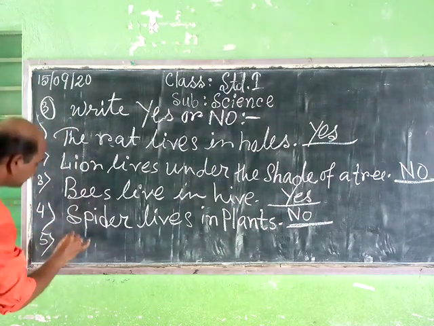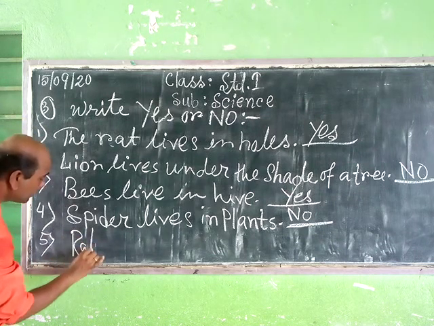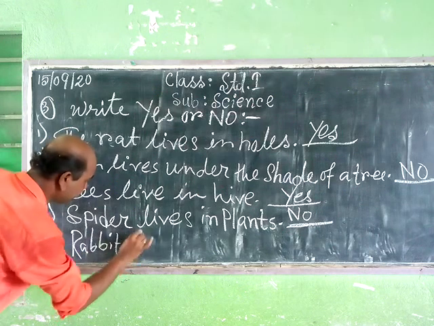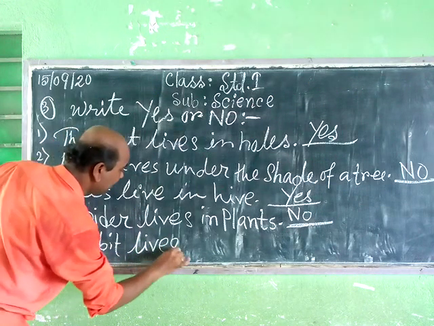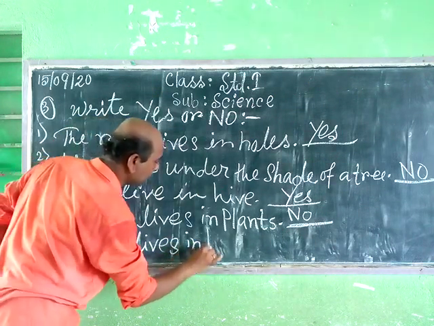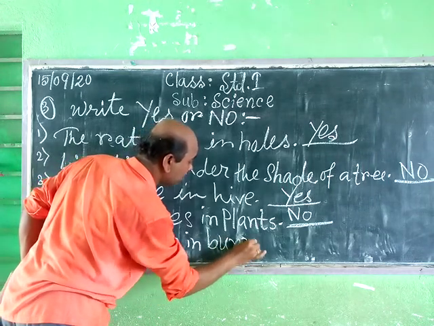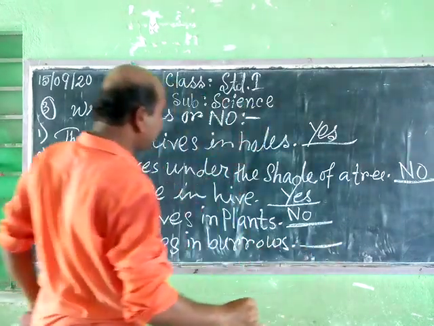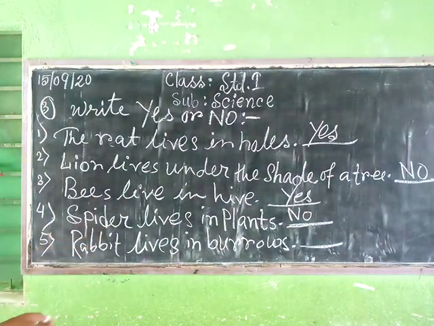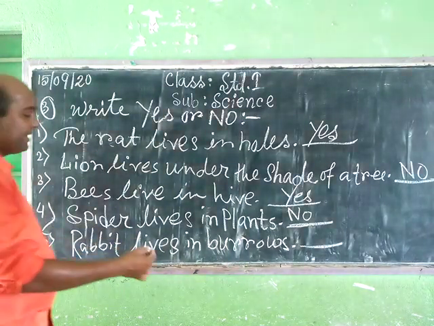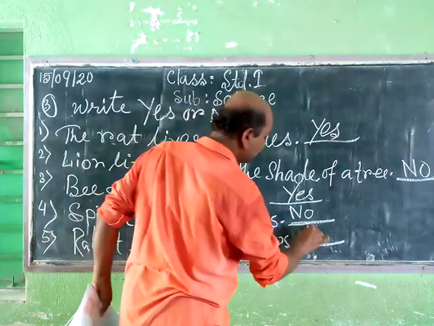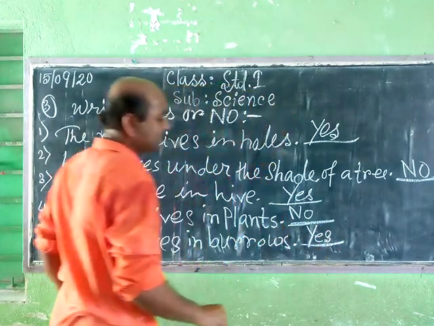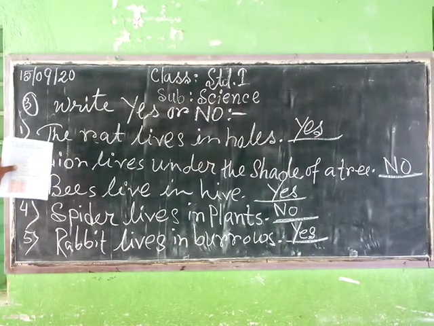Number five. Rabbit lives in burrows. Where does a rabbit live? Rabbit lives in burrows. Yes. This statement is correct.